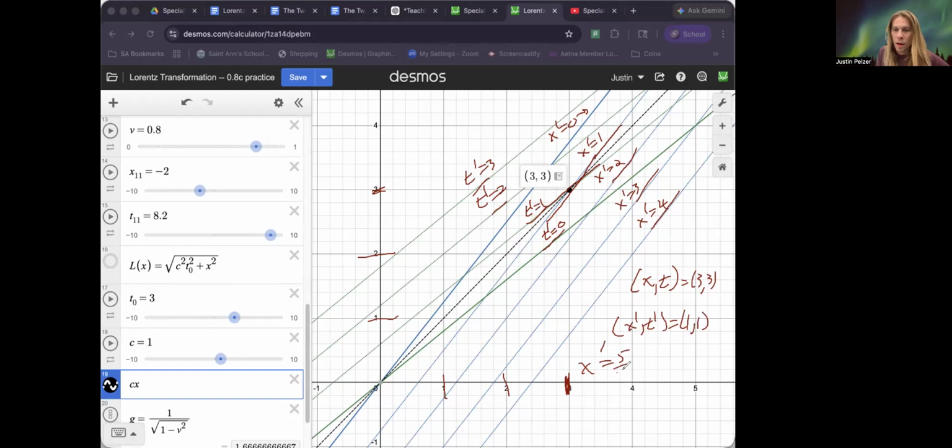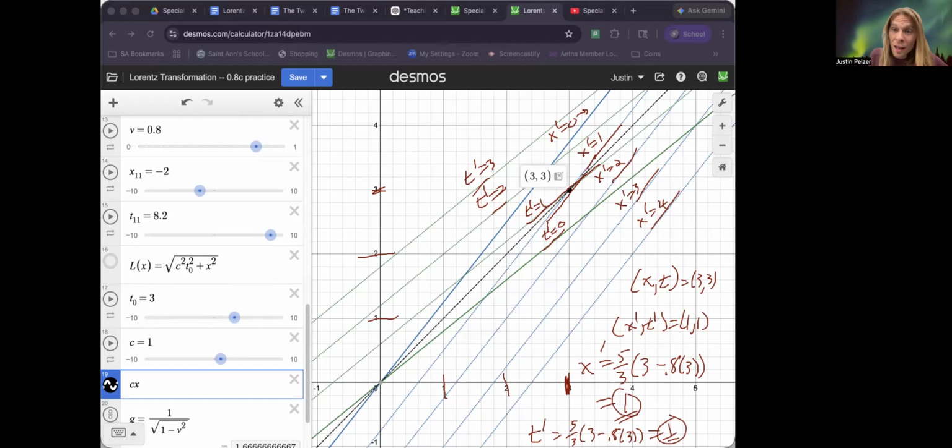X prime equals 5/3 times 3 minus 0.8 times 3. 2.4, that's 0.6, that's 0.2 times 5 is 1. If you do that arithmetic, do it by hand. I challenge you. Don't use a calculator. If you do the same thing for t prime, you realize it's the exact same number because it's still 3 minus 0.8 times 3 times 5/3. You get 1. 1, 1.